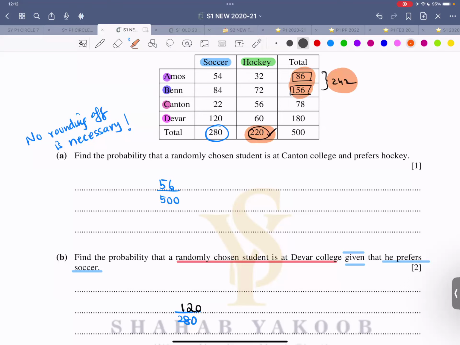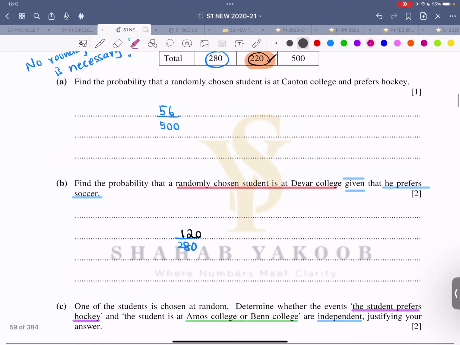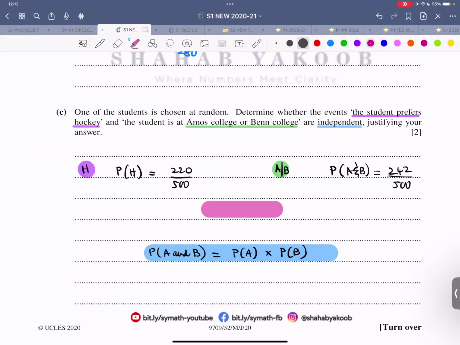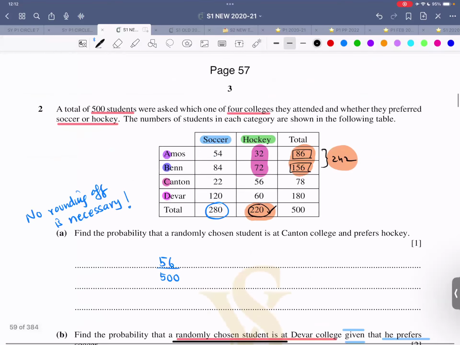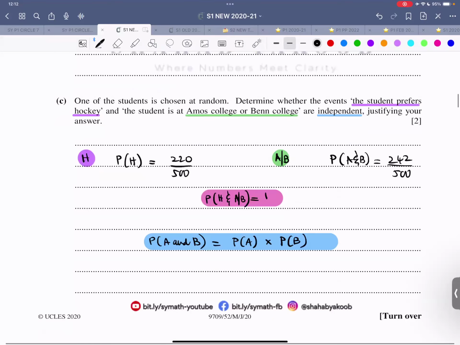Now, is there anyone who is from Amos and playing hockey? Yes. Who's from Ben and playing hockey? Yes. So now this is the common thing, that is 32 plus 72. So over here, the common thing, that is probability of hockey and Amos Ben College. That is how much? That is 32, 72, 104. That is 104 over 500. That is the common thing.